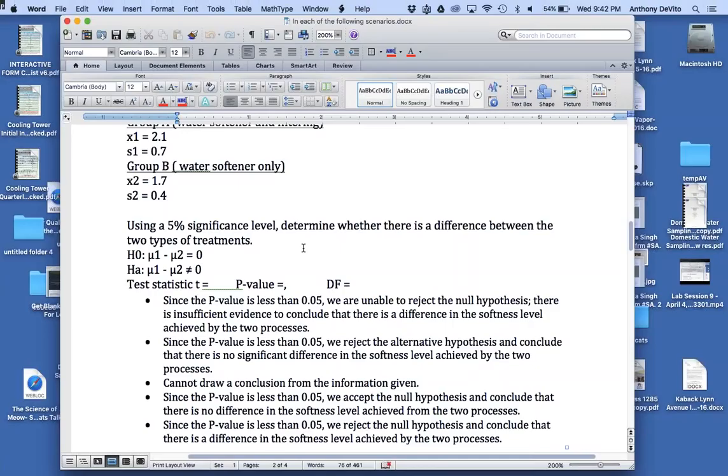What's the maximum probability of being wrong, if we reject the null hypothesis, that we're willing to accept? Well, in most cases, that's going to be equal to 5%. In other words, alpha or type 1 error is equal to 5%, or in other words, 0.05.